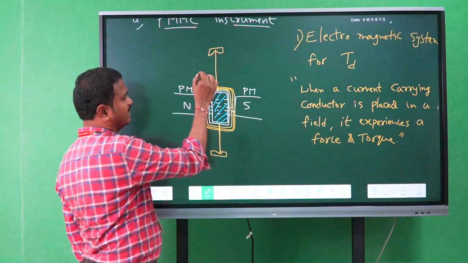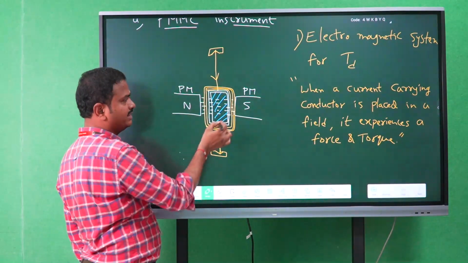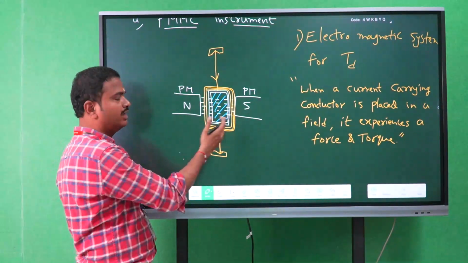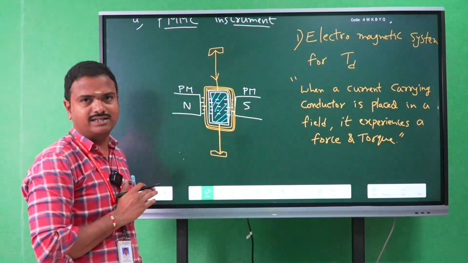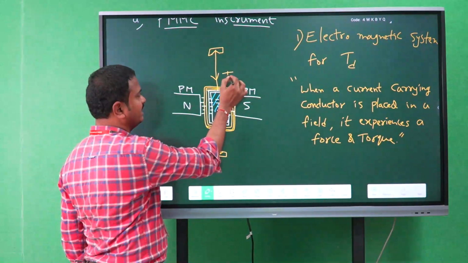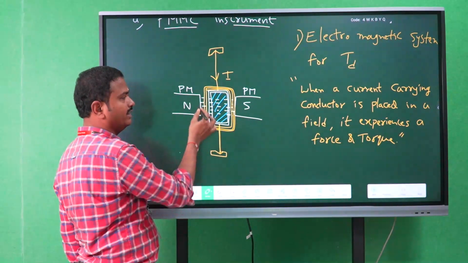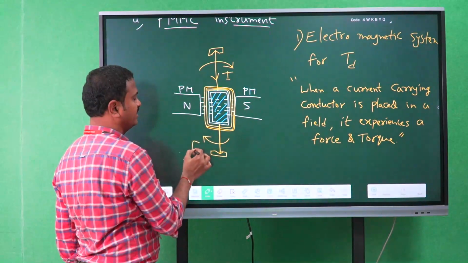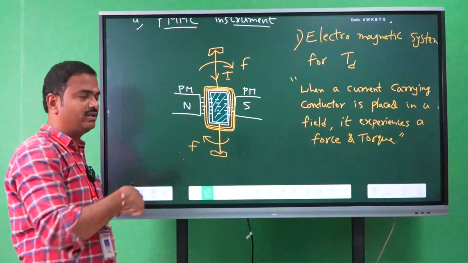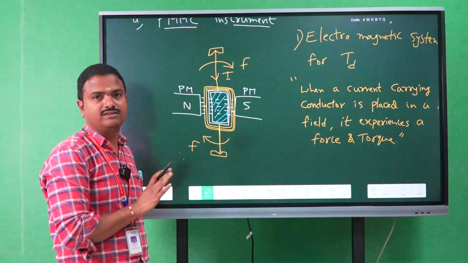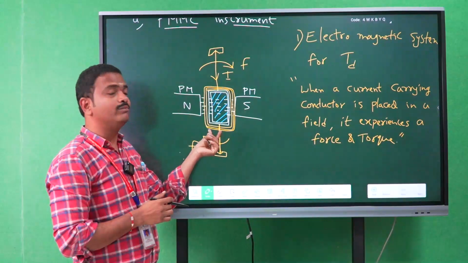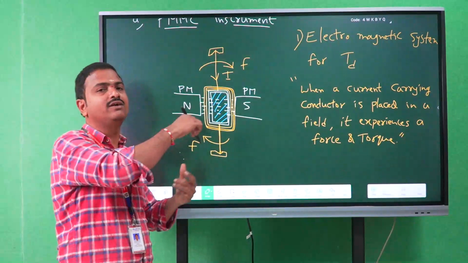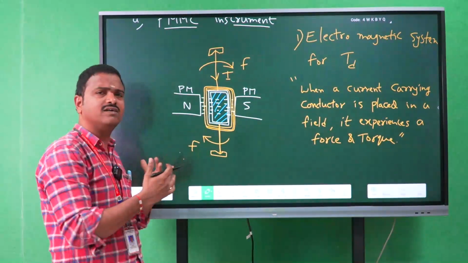Whenever the current is flowing through the winding, and it is placed inside the magnetic field, because the permanent magnets are continuously producing magnetic flux inside the instrument, the current carrying conductor, nothing but the coil, experiences a force, whether in the anti-clockwise or the clockwise direction. So whenever a current carrying moving coil is placed inside the magnetic field lines, it experiences a force which depends on the interaction of the fluxes.